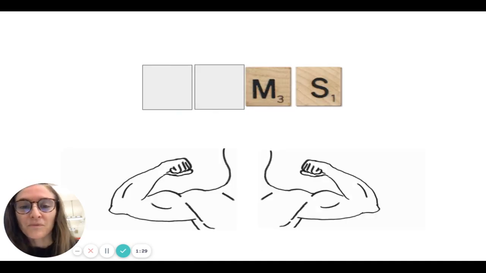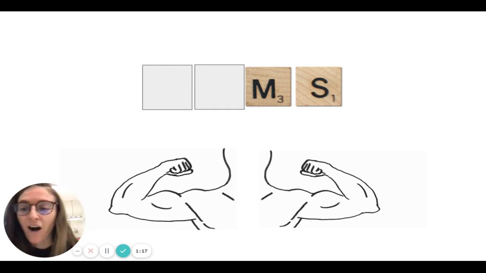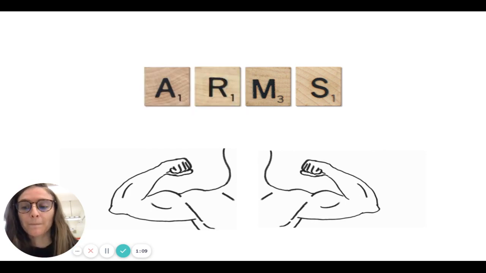Last one. We have 2 missing letters. We have the first part and the s. So we need the first part. What is it? It's my arms. So we need R. That's A-R. Arms. Okay. Good job. Let's keep going.